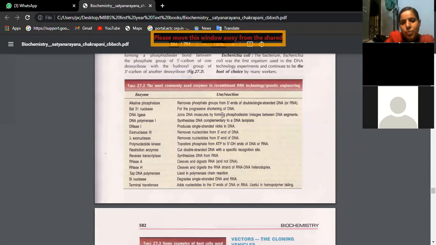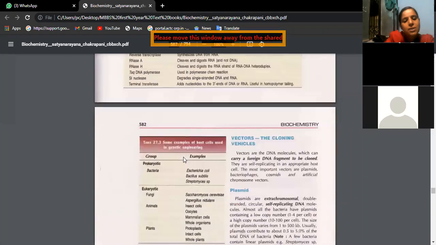So a few enzymes you can write: alkaline phosphatase, it removes phosphate groups. Two or three are enough, better. DNA ligase joins DNA molecules. Okay, DNA polymerase synthesizes DNA complementary to DNA templates. Like simple things you can choose.